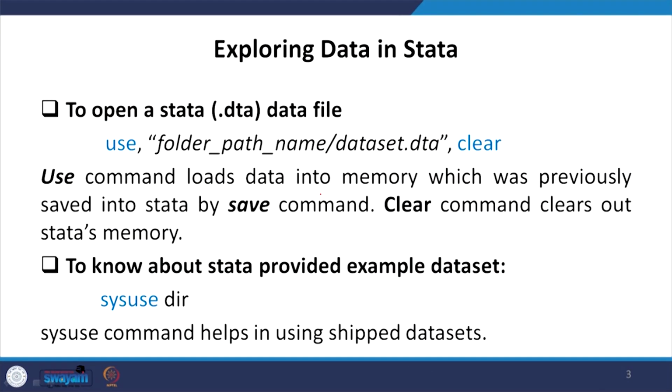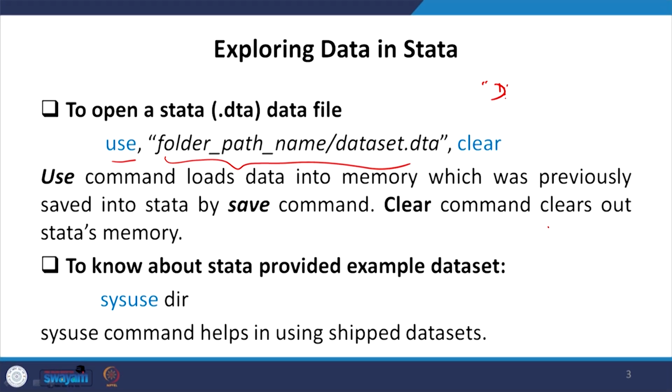We have discussed the use command in the command window: the use command, then the folder path. I'm not going to operate in Stata because we already operated; I'm simply saying it so that you can recall. So use is important, and the path name is important. The path name comes with D if your data is in the D folder. Path name starts with a double inverted comma, D colon.